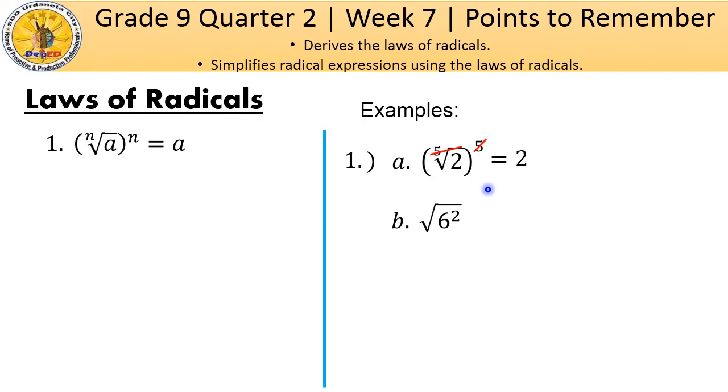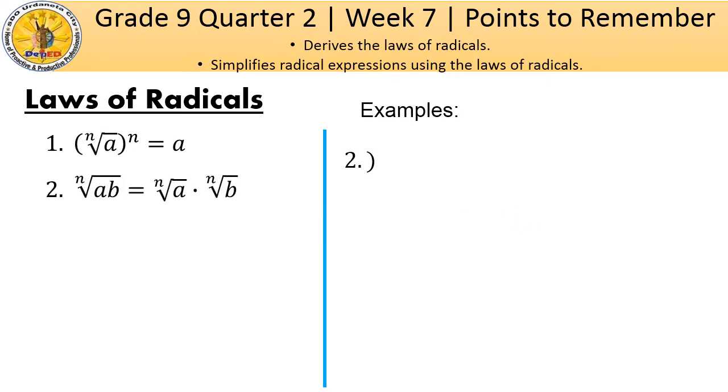Second example, cancel our square root, or the index 2, and exponent 2. And then the answer is 6. Next, second law. The nth root of a and b is equal to the nth root of a times the nth root of b. Meaning, we can separate radicands with the same index by multiplication.